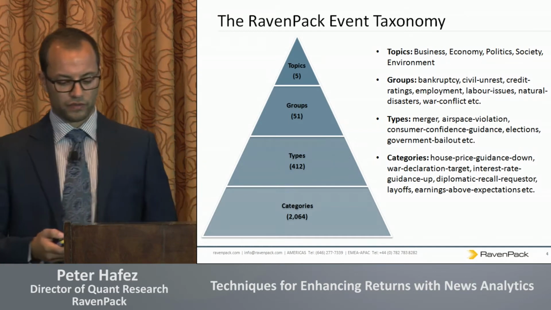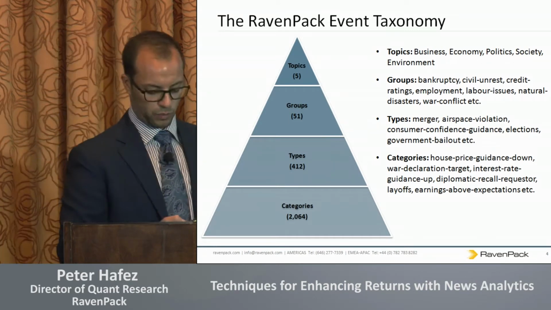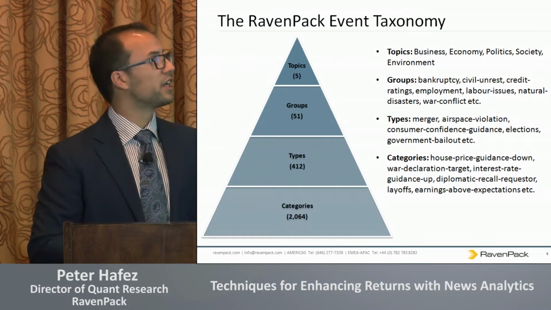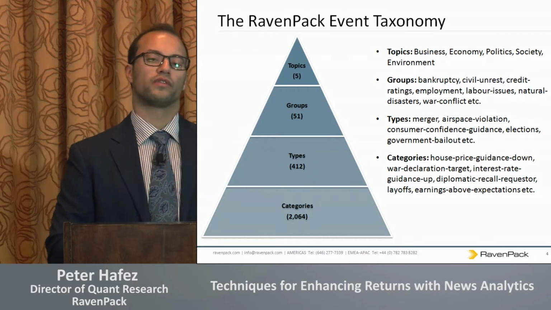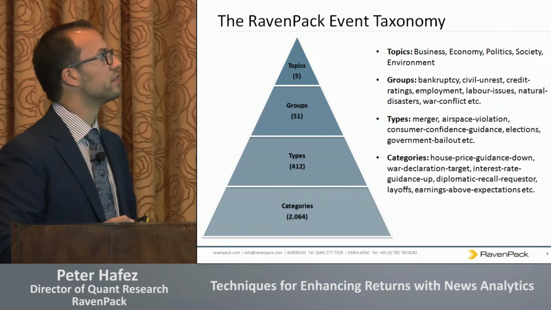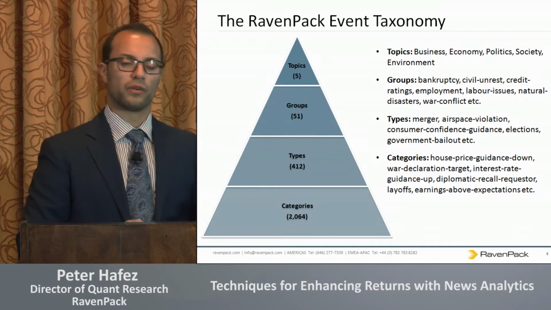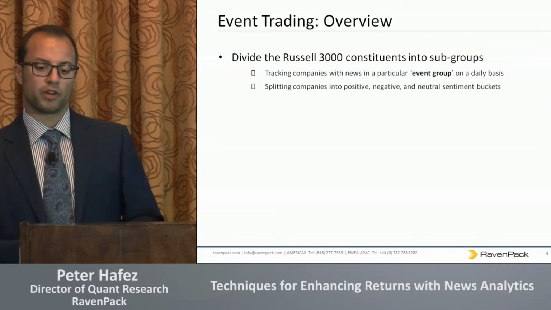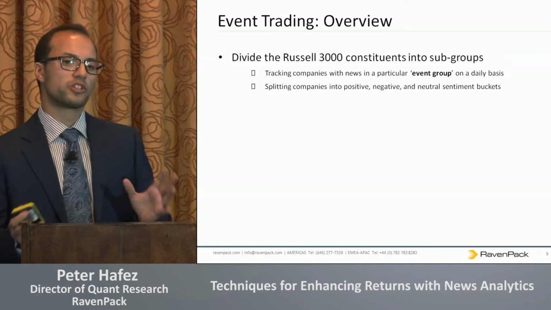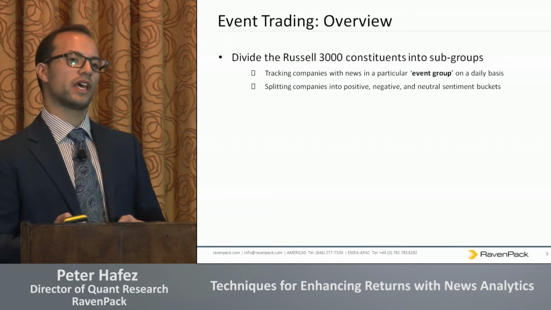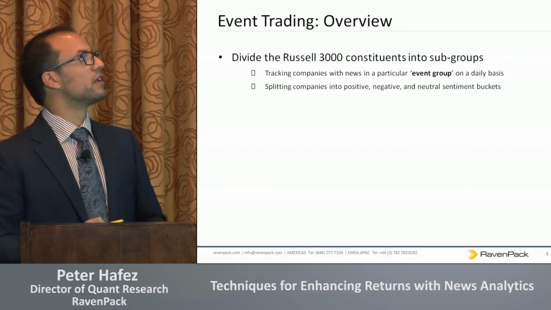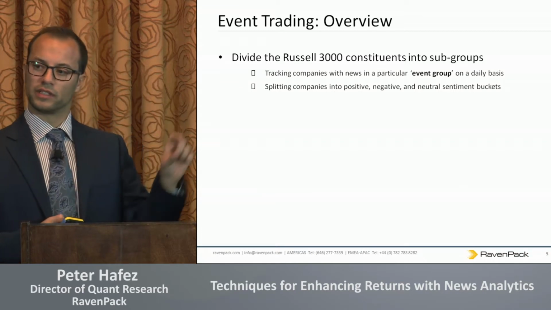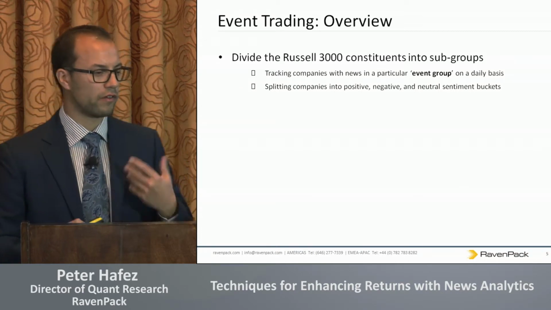So having seen how this works, let's jump into a very simple event study, just focusing on a couple of groups. I've selected 3 just to show you how it can drive equities prices. First we'll focus on the Russell 3000 universe. We group our universe into companies that have had news in a given event group. So the 51 group level, that's the second layer of our event taxonomy.